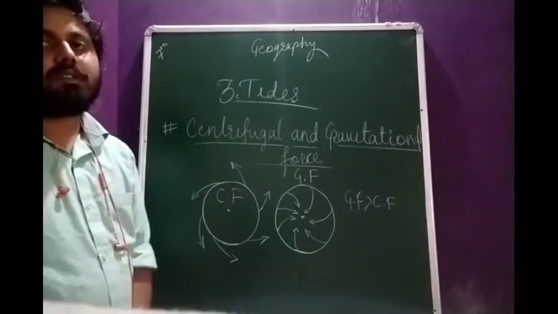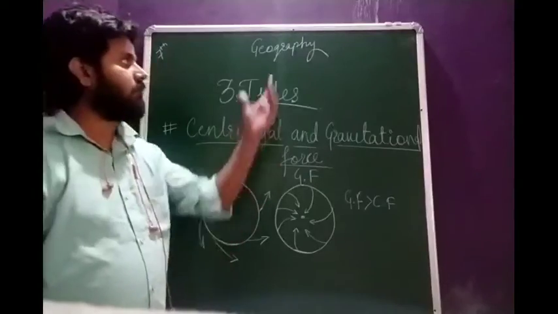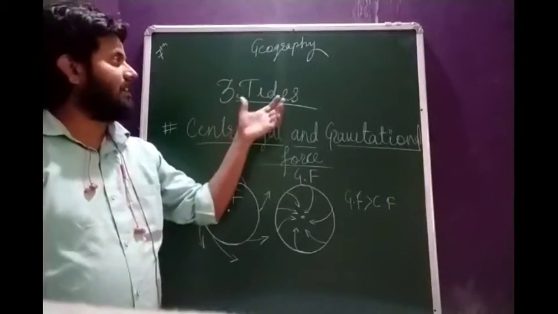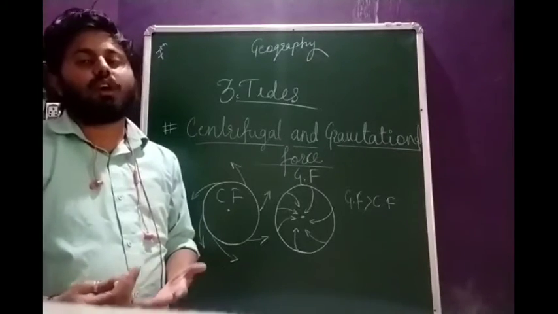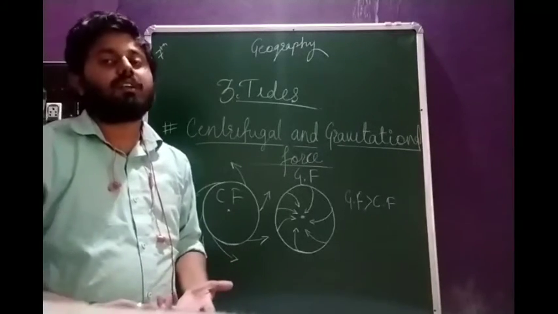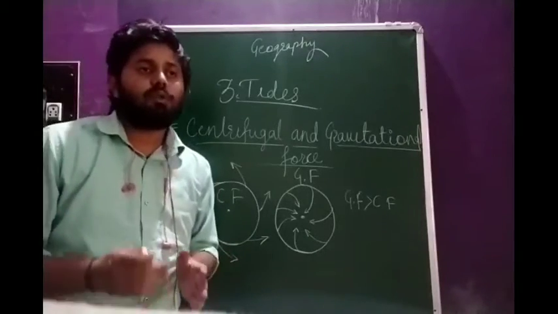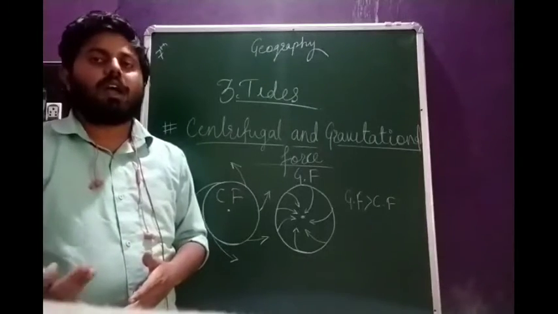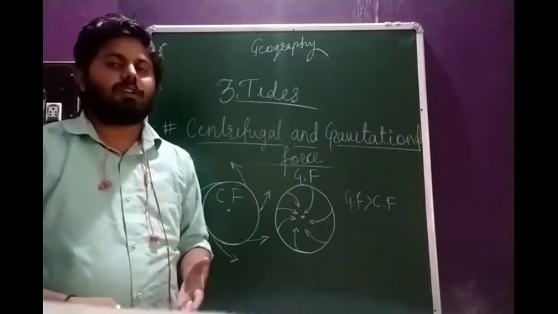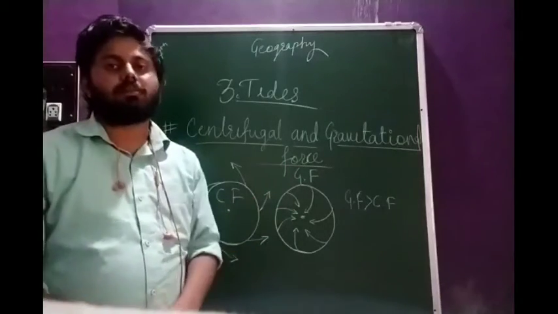Hello everyone. Now we are going to start the third chapter of Geography Standard 7, that is tides. As we all know about the tides, waves, right? In the ocean, in the sea, we find the tides. The reason behind the tides, why and when the tides occur, all these things about the tides we will learn in this chapter.